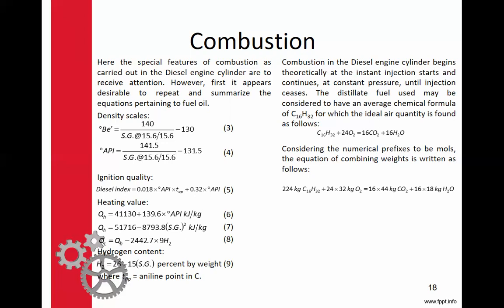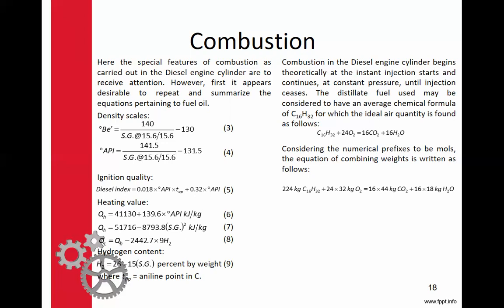Okay. Combustion in a diesel engine cylinder begins theoretically at the instant injection starts and continues at constant pressure until injection ceases. The distillate fuel used may be considered to have an average chemical formula of C16H32, for which the ideal air quantity is found as follows: C16H32 plus 24 O2 is equal to 16 CO2 plus 16 H2O. So you know how to do a chemical balance, right?